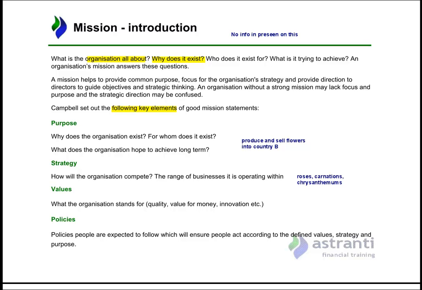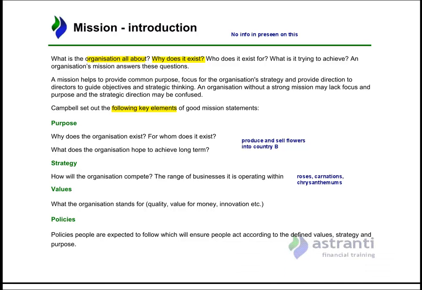So next we move on to values. So this is what the organization stands for. Now, we know when it was first set up, it was set up as a hobby almost. So it perhaps initially existed to provide supplemental income to the family's cattle farm before they saw the viability of the business as a whole.